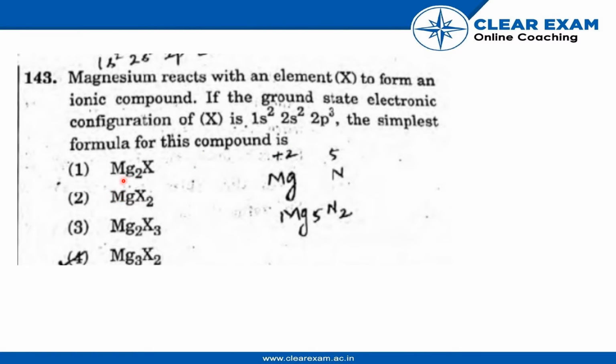So we will see here for the first option, that is Mg2X. We will do the ionic configuration for every compound. Like for the first, Mg2X, the atomic number of Mg is 12, so it will be 1s2, 2s2, 2p6, then 3s2.